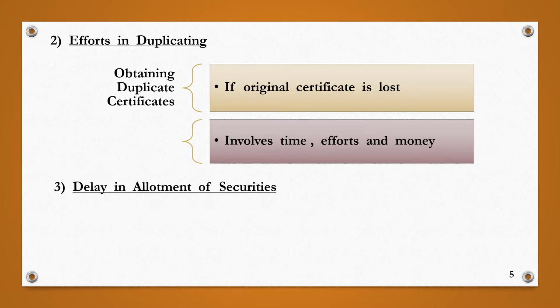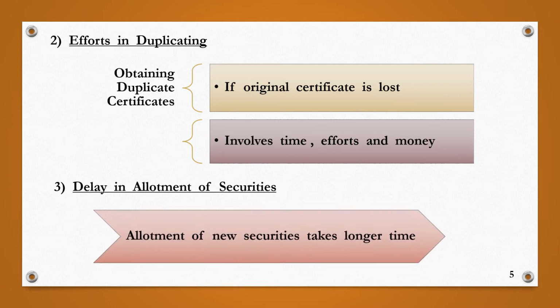The next is delay in allotment of securities. When the company allots new securities in paper form or physical form, it takes a longer time. On the other hand, if the securities are issued in electronic form, it takes comparatively lesser time to allot such new securities.